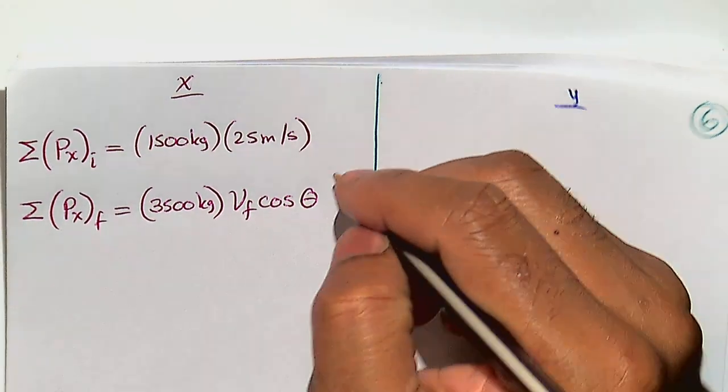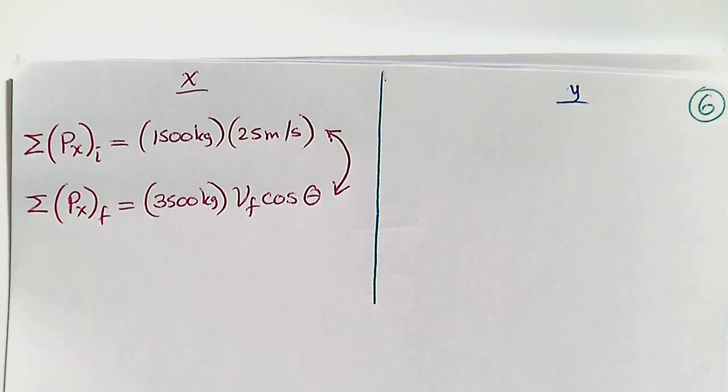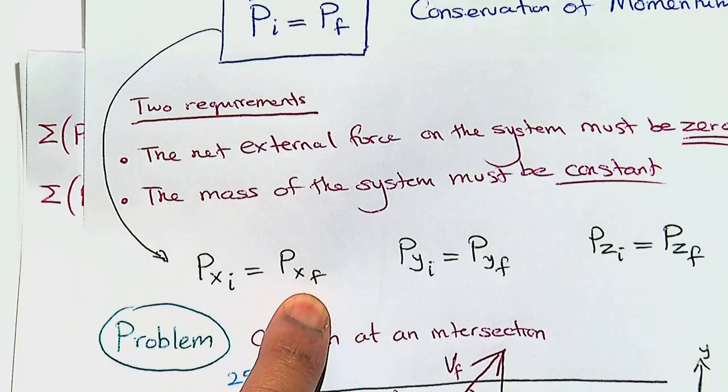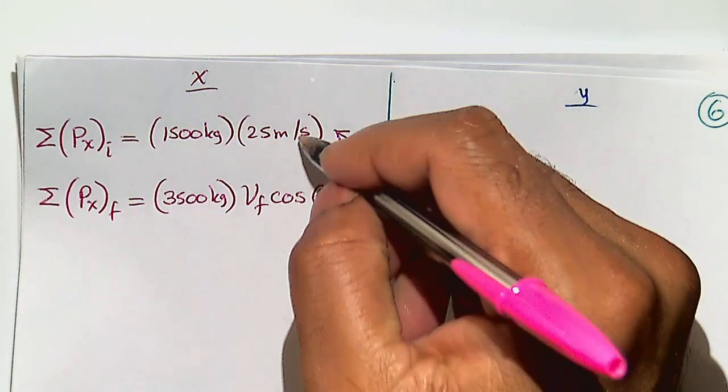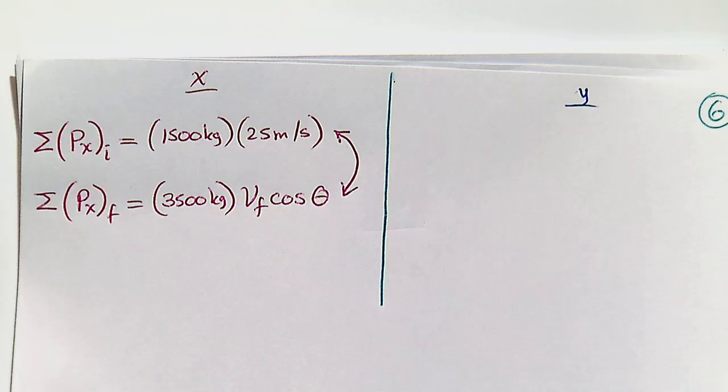What we're going to eventually do is say this is equal to this. We're going to set both of them equal to each other, right? Because that's what we're doing. We're saying momentum in the x direction initial is equal to the momentum in the x direction final. So this value has to equal this value, right? That's what we're going to do in a second.